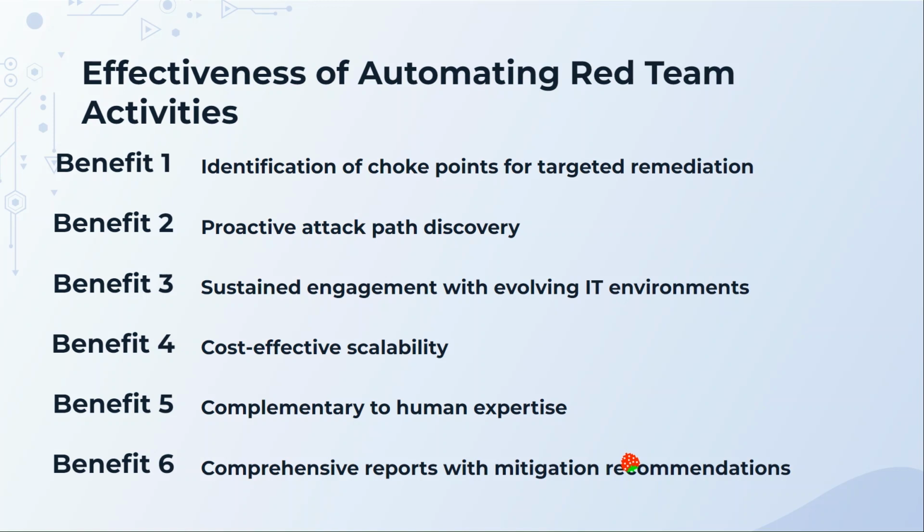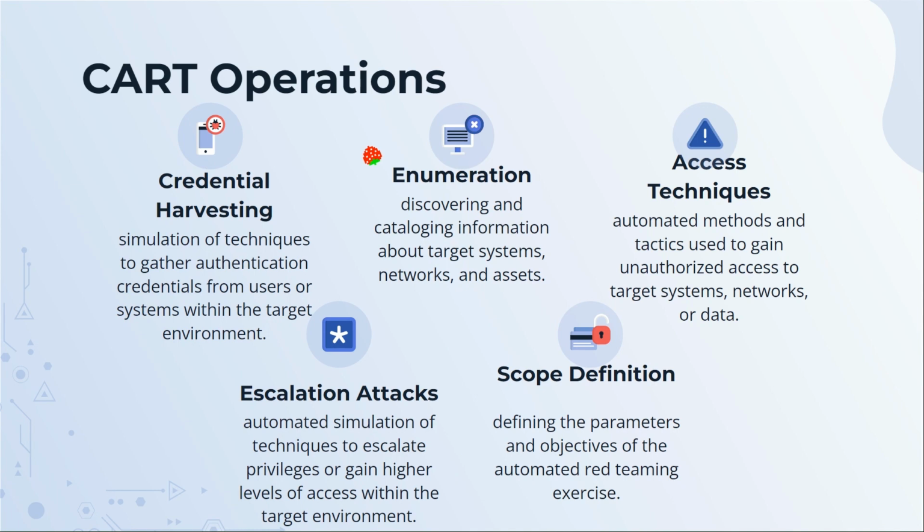So, effectiveness of automating red team activities. I came up with 6 benefits. This can promote the identification of choke points for targeted remediation. This can promote proactive attack path discovery, sustained engagement with evolving IT environments, along with cost-effective scalability. This is complementary to human expertise, and this results in comprehensive reports with mitigation recommendations. Control over target assets.